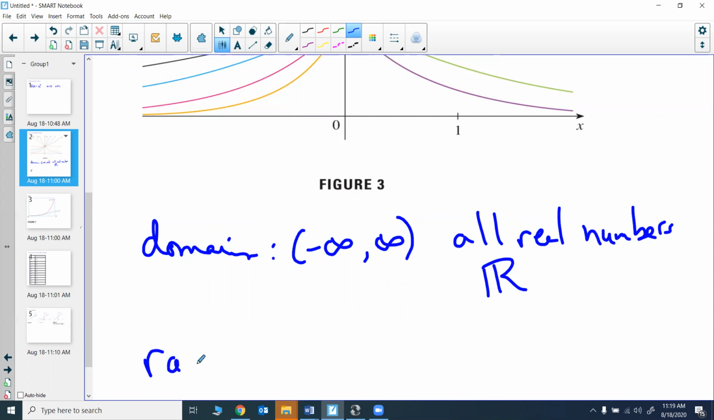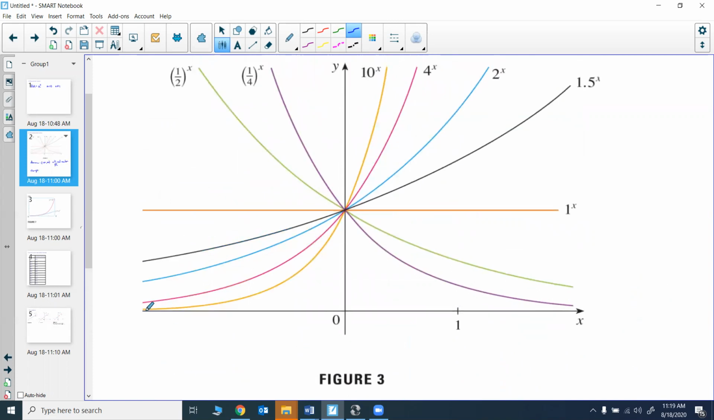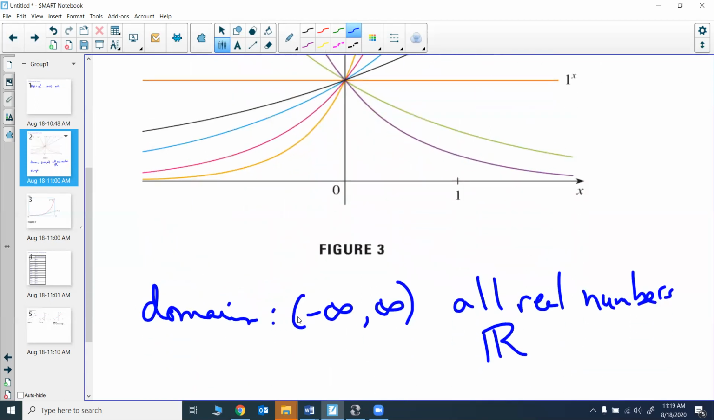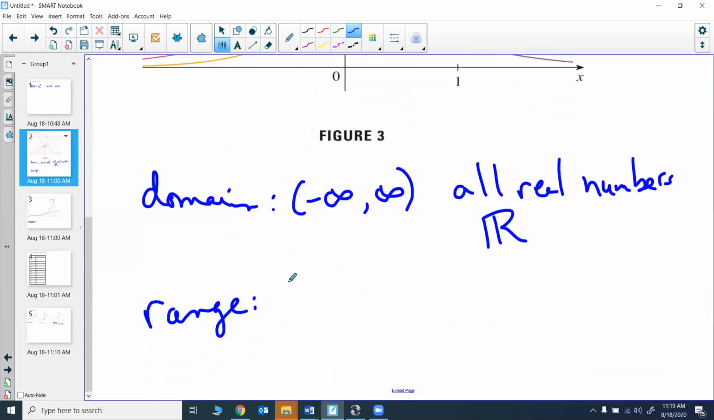The range: again, remember the range are the y values. So I'm looking at this, what y values can I take on? I notice that every single one of these graphs never crosses the horizontal x-axis. That means that all the y values are bigger than 0. So the range is actually from 0 on to infinity. 0 is not included because you can't raise a number to a power and get 0. You can also write it as y is greater than 0. Either way. I prefer the interval notation.